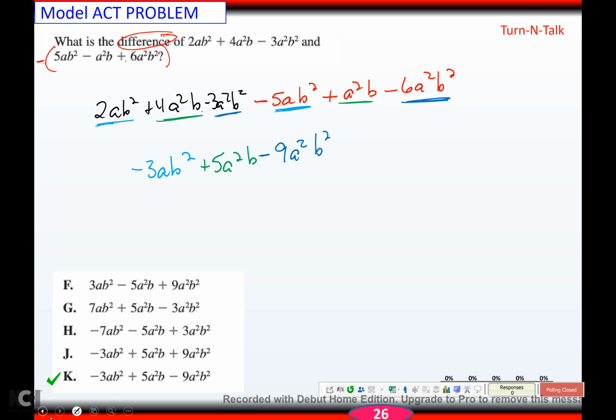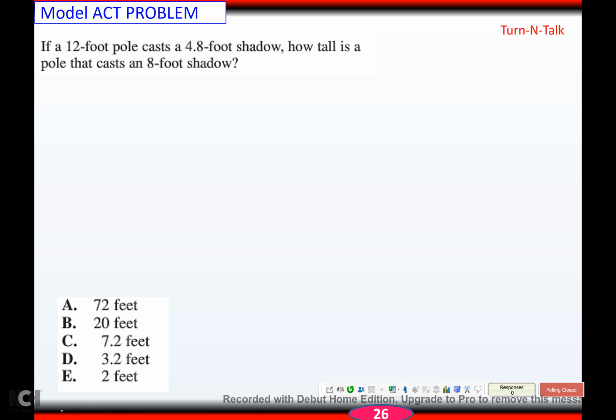And I'm done. Try this one. Hit pause. Come back when you're ready. And hopefully you got 20 feet. Alright, so you have a 12-foot pole that casts a 4.8-foot shadow. How tall is a pole that casts an 8-foot shadow?